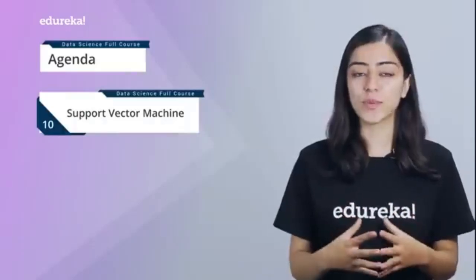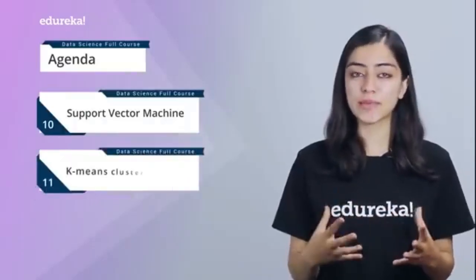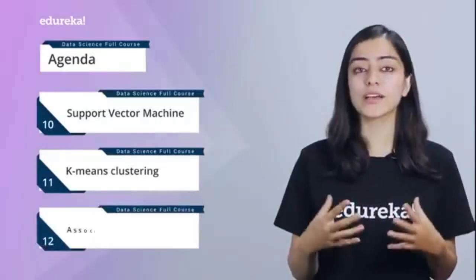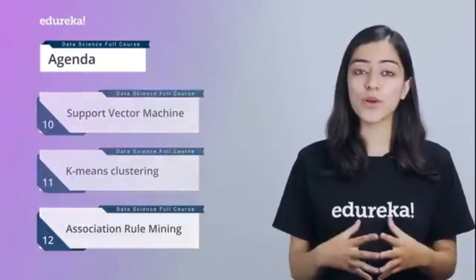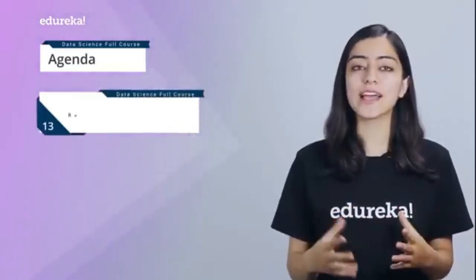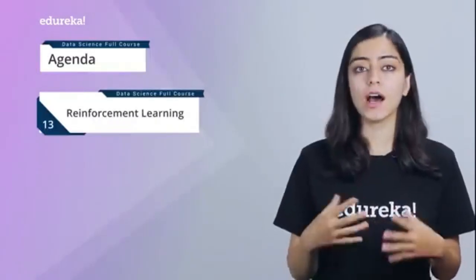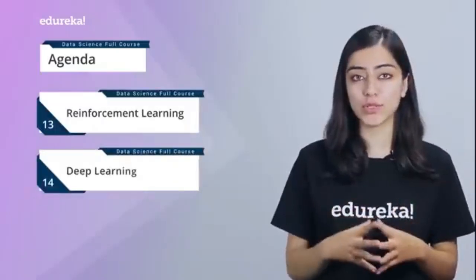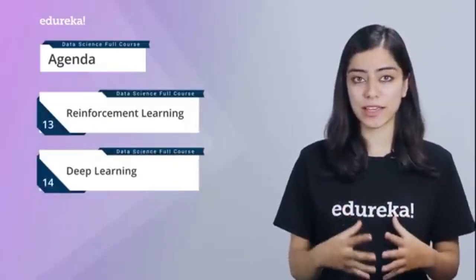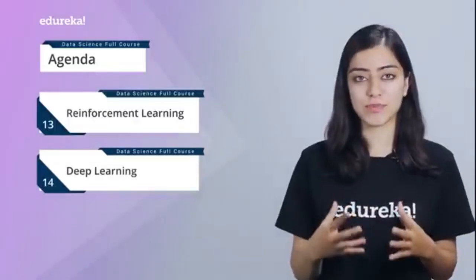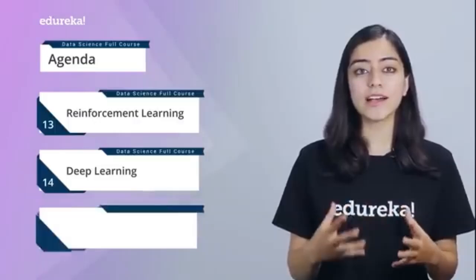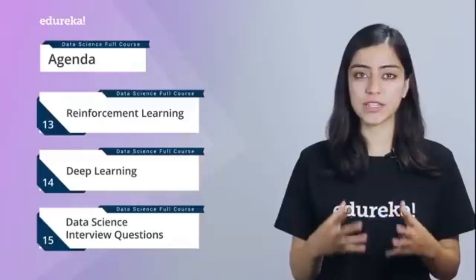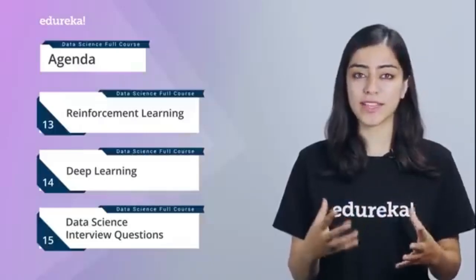Finally, we'll move on to the unsupervised learning module, where we'll understand how k-means can be used for clustering and how you can perform market basket analysis by using association rule mining. The next module is reinforcement learning, where we'll understand the different concepts of reinforcement learning along with a couple of demonstrations. Followed by this, we'll look at the deep learning module, where we'll understand what exactly deep learning is, what are neural networks, the different types of neural networks, and so on. The last module is the data science interview questions module, where we'll understand the important concepts of data science along with a few tips in order to ace the interview.